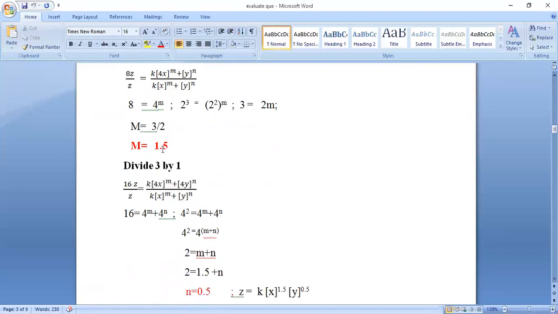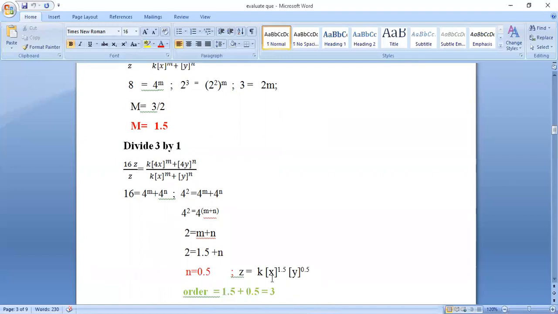So already we found the m value here. m equals 1.5. So n value equals 2 minus 1.5, so n equals 0.5. So next we are going to substitute the m value and the n value in the rate equation. So z is equal to k into x power m value, that is 1.5, y power n value, that is 0.5. So overall order means we need to add all the orders of the individual components. So x value 1.5, y value 0.5. So 1.5 plus 0.5 gives 3.